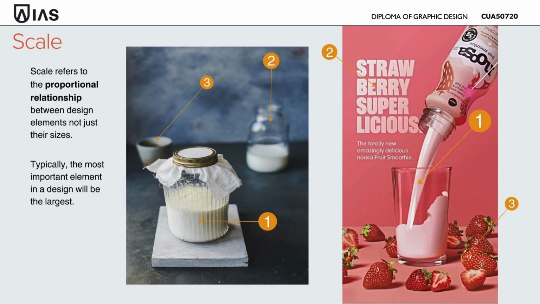On the left-hand side, we have the largest item in the foreground, the largest jar. On the right-hand side, our eye is drawn to the product shot with the liquid pouring into the glass in the midground. These are both the largest elements of these designs, and therefore draw our attention first. The secondary elements on the page are items 2 and 3. On the left-hand side, those are the two jars, which are smaller and out of focus. And on the right-hand side, we have the type and the strawberries, which are both smaller and have less contrast.